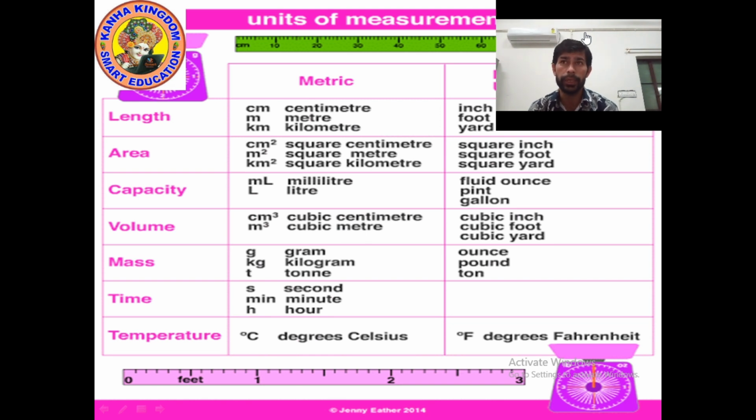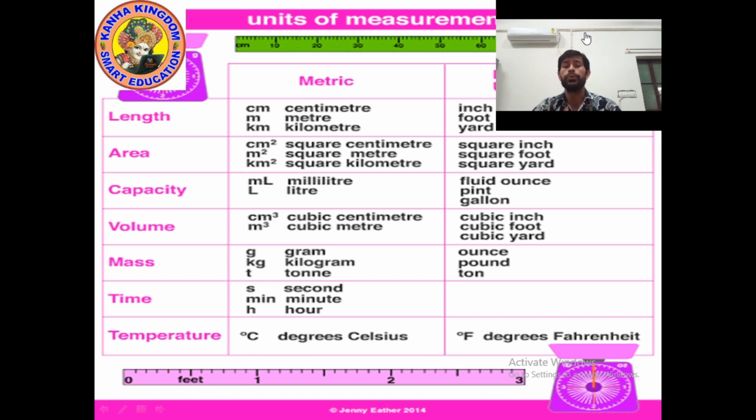We also use inch, foot, yard. To measure the area we use square centimeter, square meter, and square kilometer. And to measure volume we use cubic centimeter and cubic meter. A few other units we use are cubic inch, cubic foot, cubic yard to measure the volume.